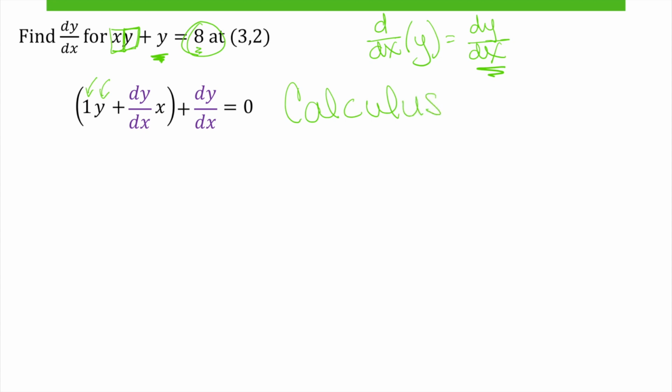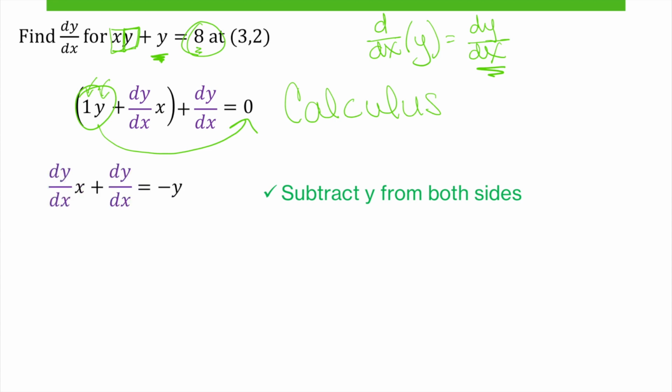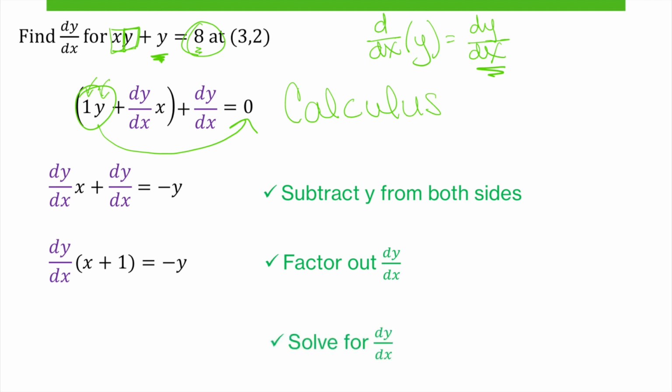Next, we're going to do all the very heavy algebra stuff, so buckle up. First thing we're going to do, subtract y from both sides because I want to get all the not dy/dx stuff on one side and all the dy/dx stuff on the other. Next, I will factor out a dy/dx because my goal is to get dy/dx completely by itself. So to isolate dy/dx now, I just divide both sides by x plus 1.